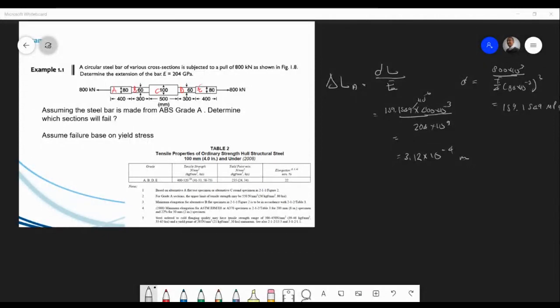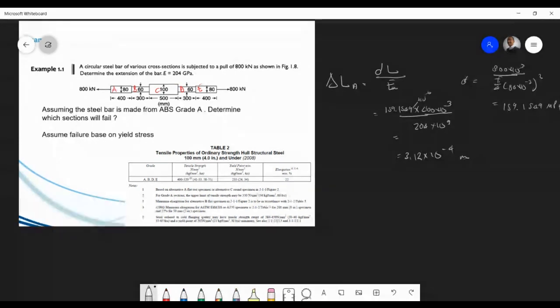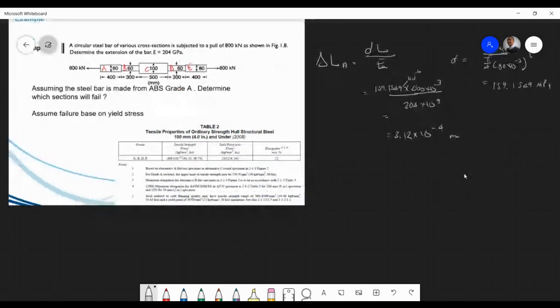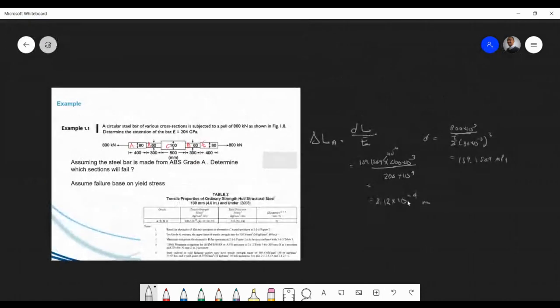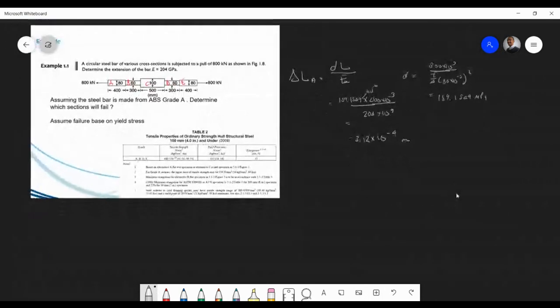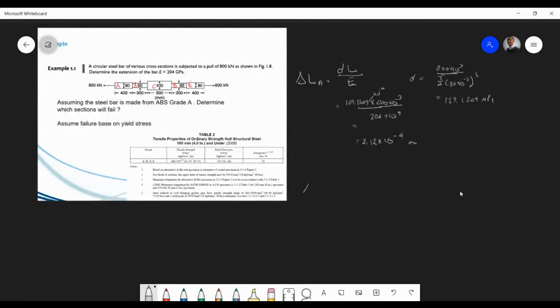What's your stress value? Is it millimeters? No, it's not millimeters. It's 0.312. Okay, we all get this answer. That looks legit. Someone can just recheck again.